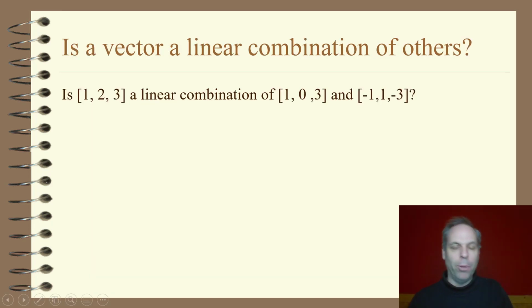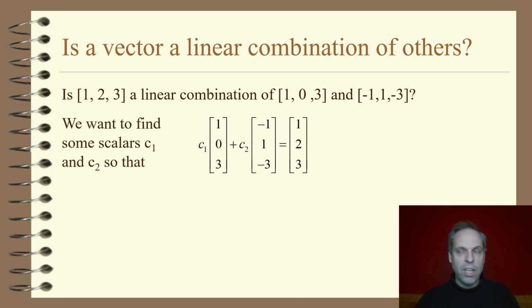So let's look at an example. I want to know, is the vector (1, 2, 3) a linear combination of the two vectors (1, 0, 3) and (-1, 1, -3)? To answer that question, I just need to see, can I find any two scalars so that the sum of scalar multiples of those vectors on the left is equal to my target vector (1, 2, 3)?